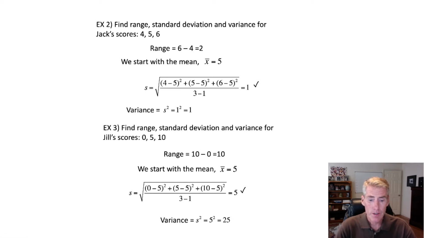And then if you square that, that's the variance. So for her, the variance would be 25. So with standard deviation, if you look at these little check marks, a lower standard deviation means less variation. A bigger standard deviation means more variation. So her scores are varying by 5, while his scores only vary by 1.